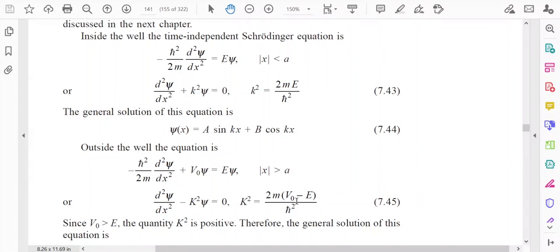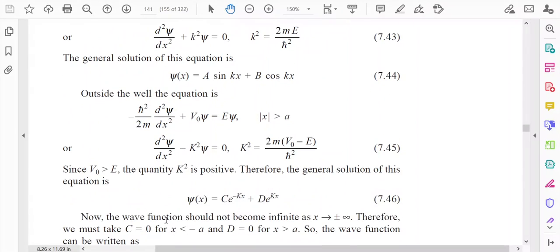Now, V0 is greater than E, we know that because we have assumed the value of the potential in such a way. So, as V0 is greater than E, this K squared is a positive quantity. Therefore, the general solution of this type of equation will be psi(x) is equal to C e to the power minus Kx plus D e to the power Kx.